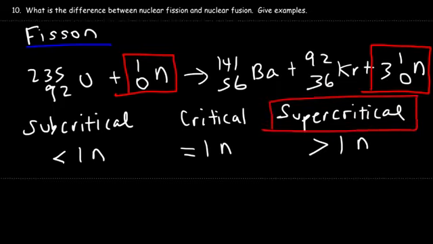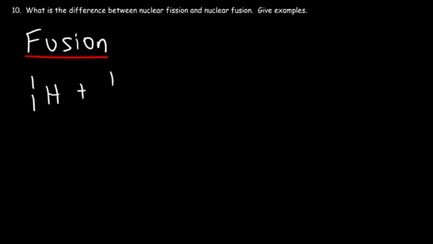Now let's move on and talk about fusion. So what is the difference between fission and fusion? In nuclear fusion, it's basically the reverse of fission. So lighter elements are combined to form heavier elements. And here's a simple example. 2 hydrogen atoms can combine to form an isotope of hydrogen known as deuterium.